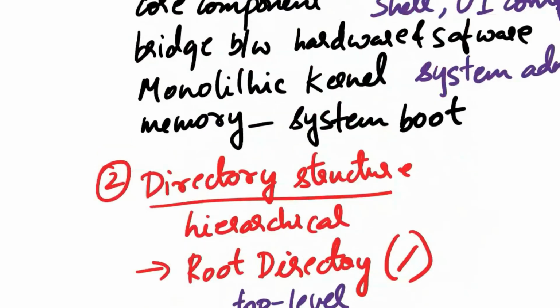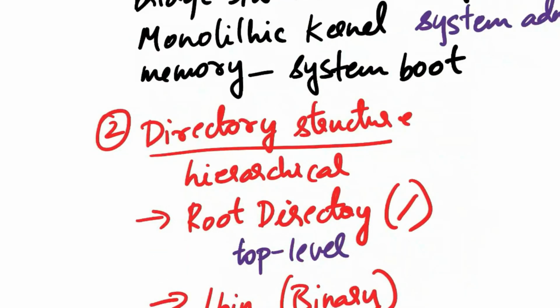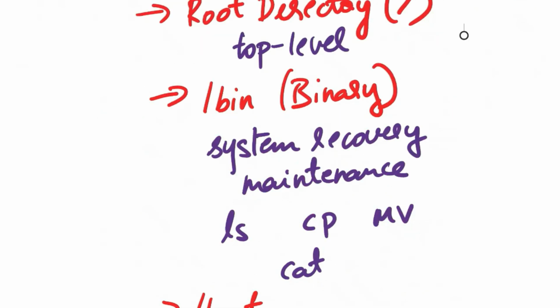The structure provides organization and separation of system and user files, making it easier to manage and maintain the system. Different Linux distributions may have additional directories or variations, but the core structure remains relatively consistent. Let's go to the next question.